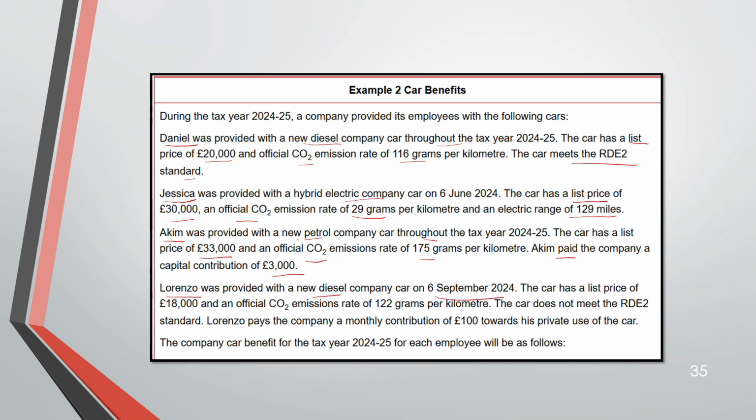This is given on 6th April. Remember, it was not used for the entire year. You have to reduce it. List price is 18. CO2 emission is 122. Does not meet RD2 standard. Pays a monthly contribution of 100 towards the private use of the car. So now we will be calculating the 4 people's benefit. So let us quickly do example 2.